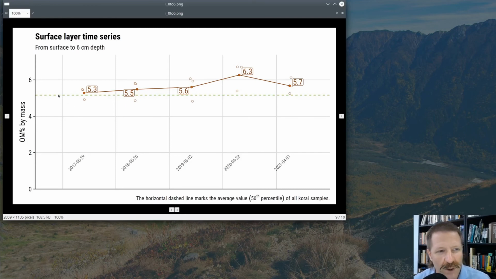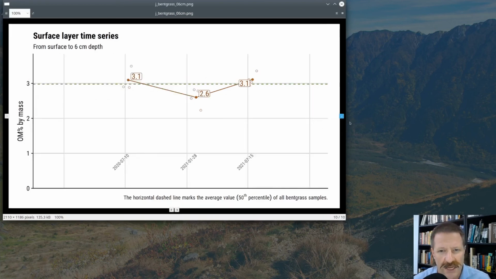Now notice here that there's also a horizontal line that shows the average organic matter for this particular species. This is for cori. So the average here is a little bit above 5%. That's what would be typical in the top 0 to 6 centimeters. This is, by the way, 0 to 2.4 inches. And if we go down to another grass species, this is creeping bentgrass. And the average for creeping bentgrass is about 3%. And this golf course is right at about that average. It was 3.1% in the spring of 2020, down to 2.6% in January of this year, and back up to 3.1%. And that was in July.